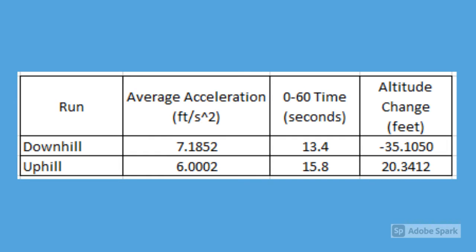This is a table that summarizes the data I collected. The average acceleration of the downhill run was about 7.2 feet per second squared, while the average acceleration of the uphill run was 6 feet per second squared. The total 0 to 60 time of the downhill run was 13.4 seconds, while the 0 to 60 time of the uphill run was 15.8 seconds. The altitude change was about 35 feet for the downhill run and 20 feet for the uphill run.